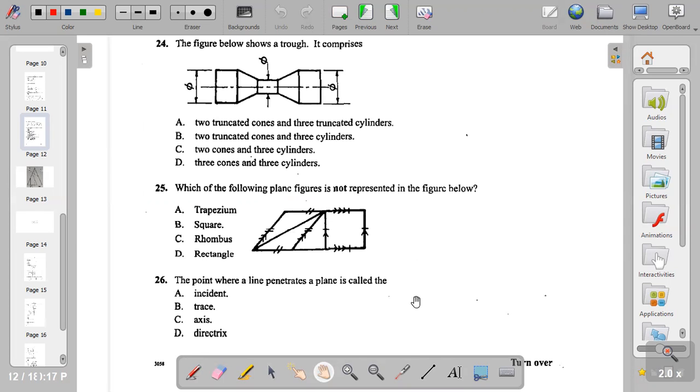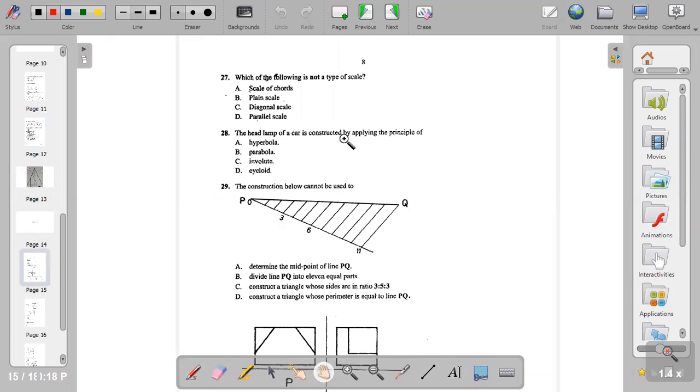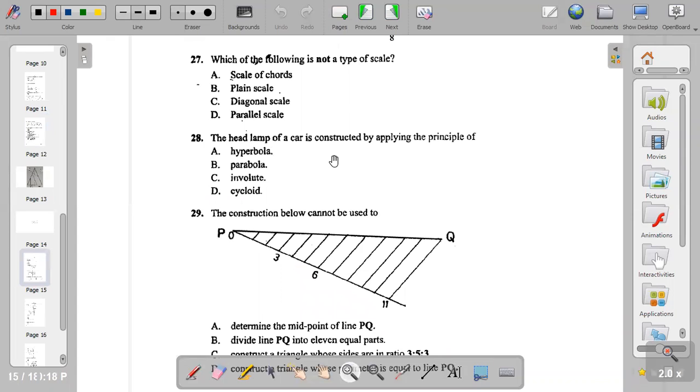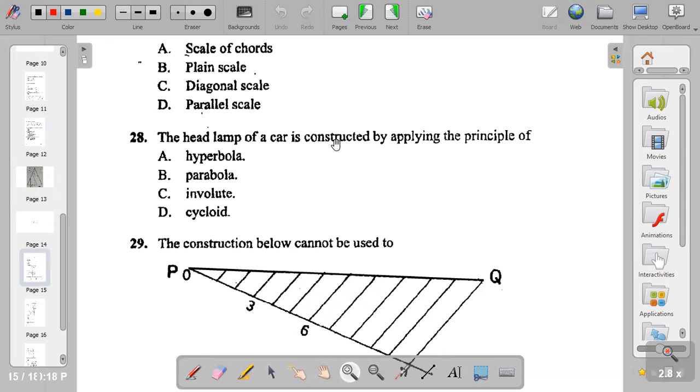The point where a line penetrates a plane is called the trace. The answer to question 26 is B. I move on to the next question, which is question 27.